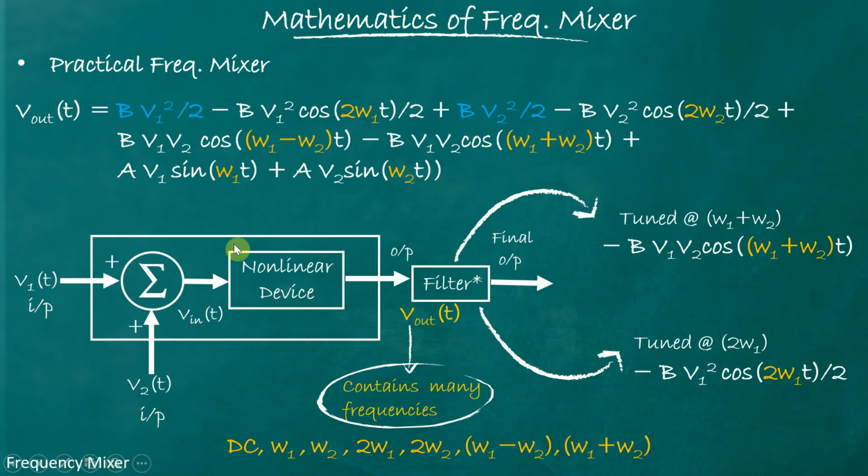So this way, in a practical mixer circuit, right, there is one adder, then a non-linear device. This non-linear device is used to introduce non-linearity of nth order, but in this example we have considered up to second order, right, to avoid complexity. Then the filter is used to allow appropriate frequency components to pass to the final output terminal.